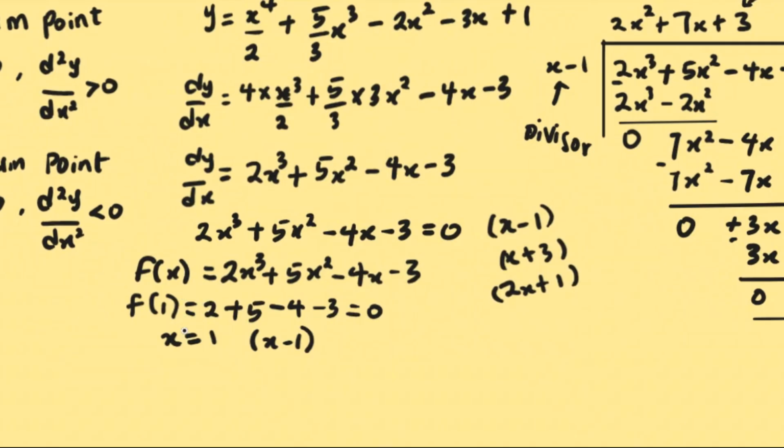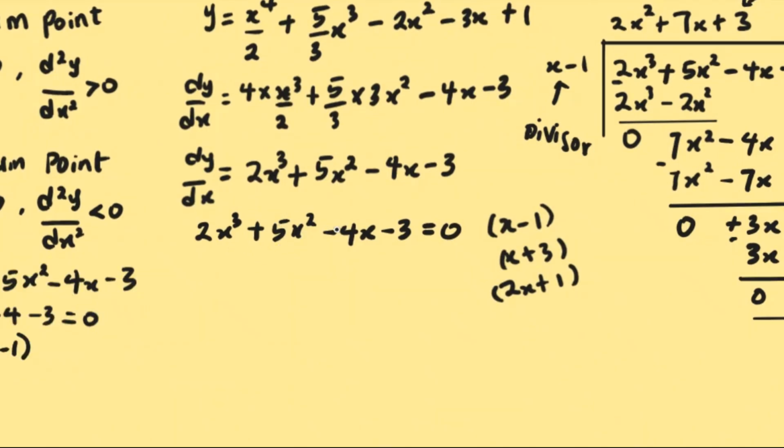So back to this polynomial, when you solve it: if x minus 1 is equal to 0, your x will be equal to 1. If x plus 3 is equal to 0, your x will be equal to minus 3. If 2x plus 1 is equal to 0, your x will be minus 1 over 2.